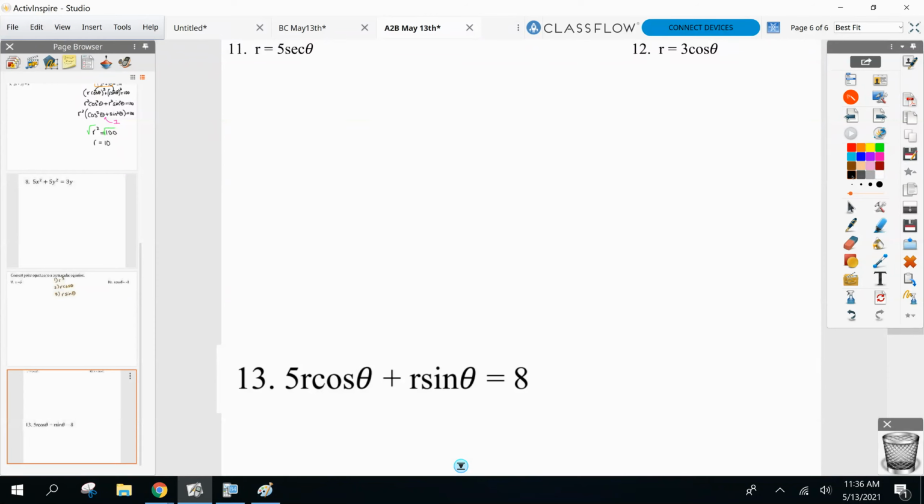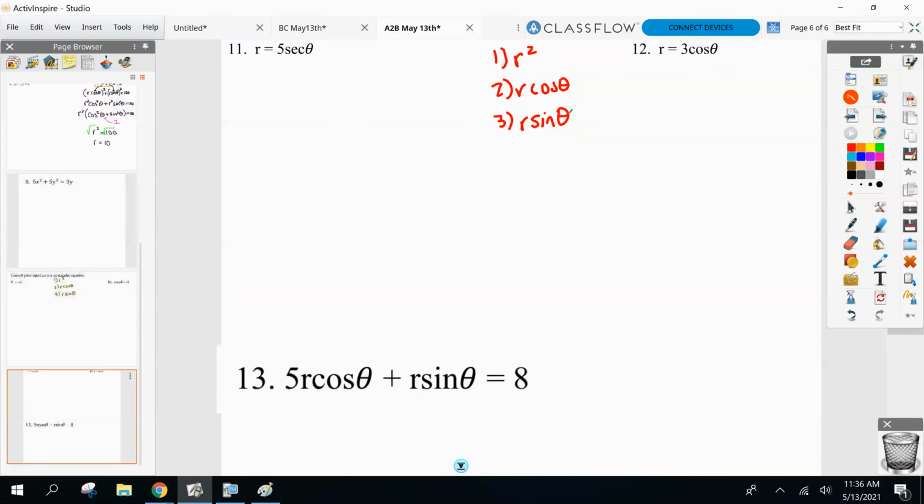Remember the three things you're trying to make it look like. You're trying to get an r squared going, maybe an r cosine theta going, or maybe an r sine theta going. You're looking for one of those three to get going. I know what most of you are going to do, and I want you to try it first. Does it make sense squaring both sides? Because I'll get r squared.